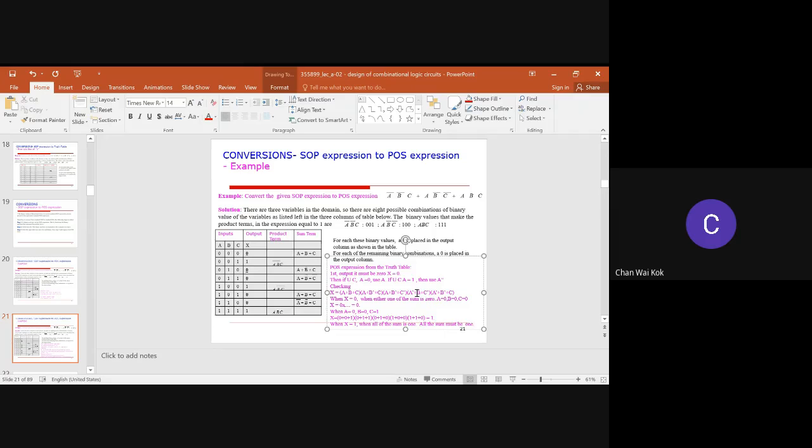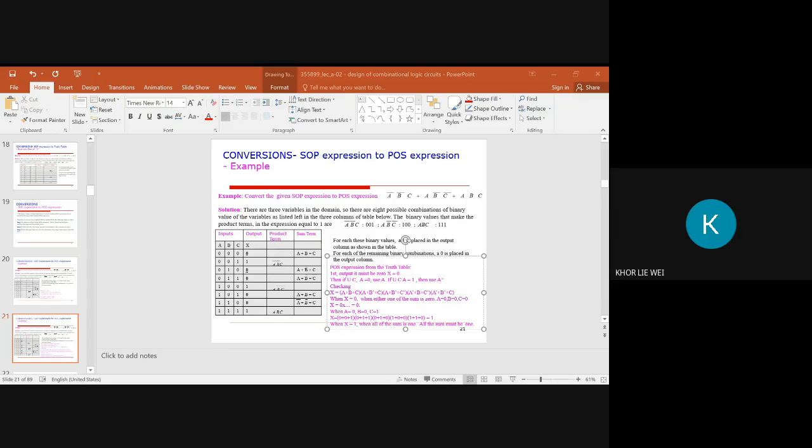So the first thing you must remember, you must check the output equals 0. Then if you see A equals 0, you use A. If you see A equals 1, you use A bar. Okay? So this is SOP. This is POS. Any question?